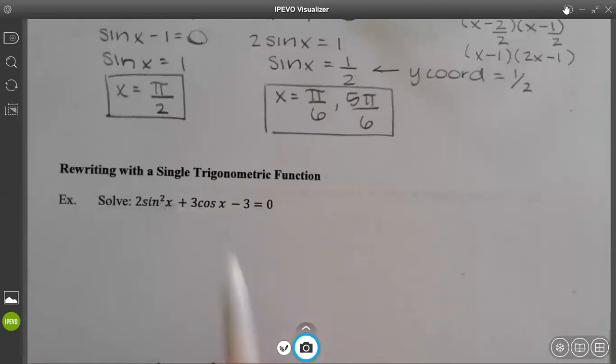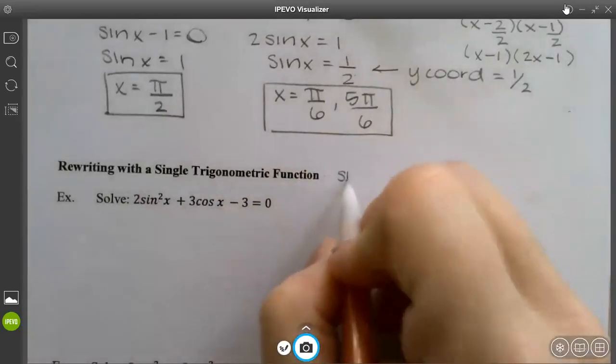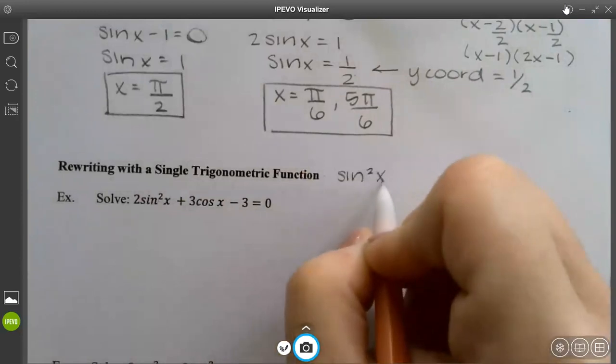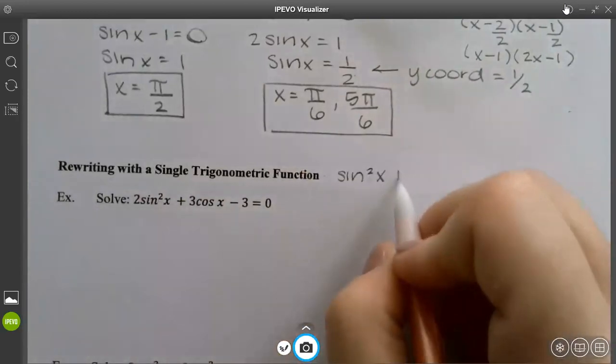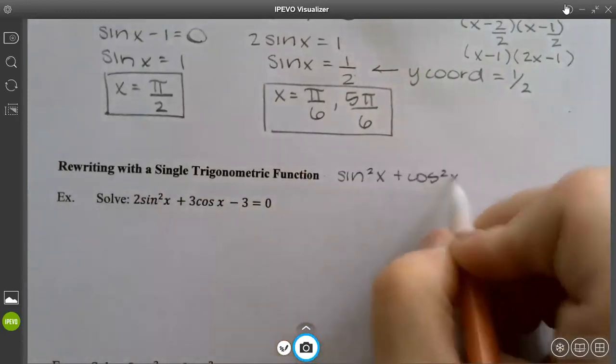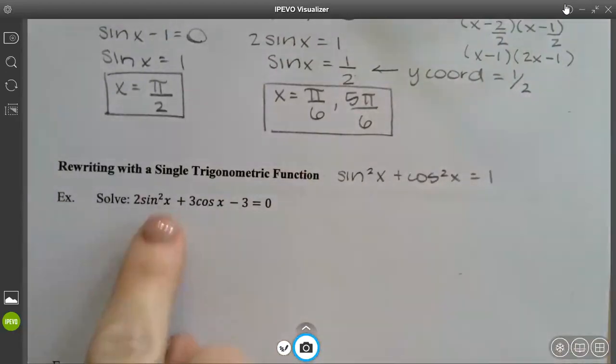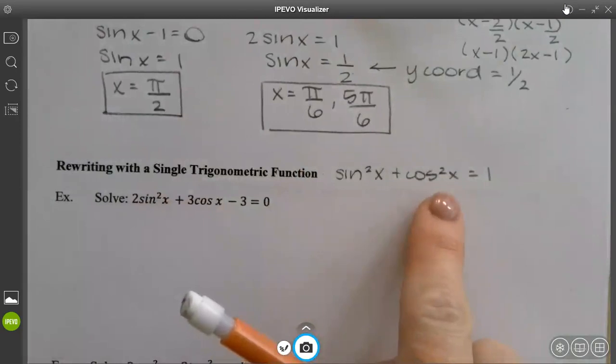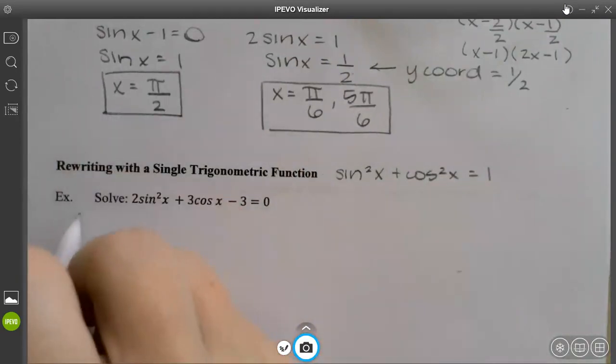What is sine squared x? Go back to your front sheet from the other day, or look in the front of your book at your Pythagorean identities. Tell me the actual identity. It's sine squared x plus cosine squared x equals 1. So if I want to solve for sine squared x, what do I need to do? Okay, so that's what I'm going to do.